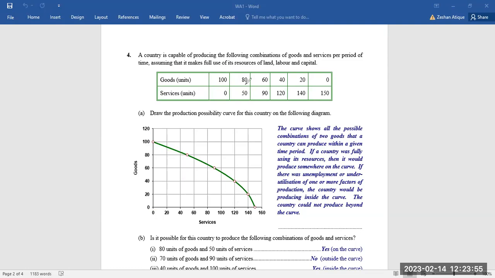The curve shows all those combinations of the two goods that a country can produce within a given time period. If a country was fully using its resources, then it would produce somewhere on the curve. If there was unemployment or underutilization of resources, the country would be producing inside the curve, say, for example, at any point here, here, here, or anywhere.